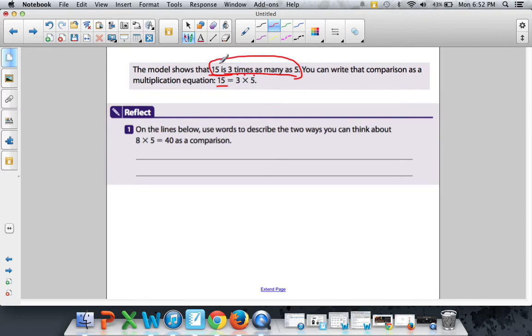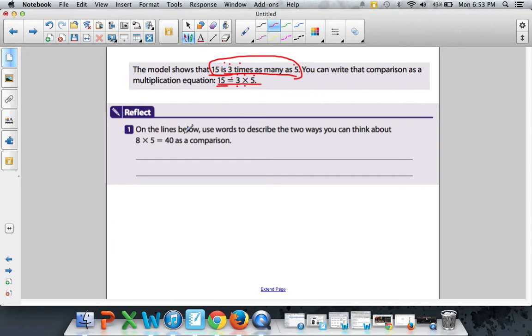Do you see how this sentence matches this equation? They say 15 first, you write 15 first. They say is, you write an equal sign. They say 3 times, you write 3 times. Then at the end they say as many as 5, you write that 5. That connection between that statement and this equation will help you get some stuff right, okay?